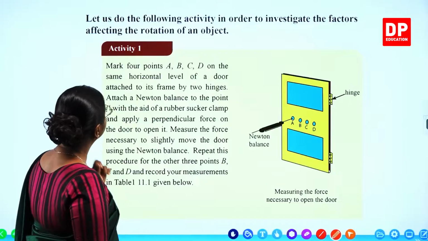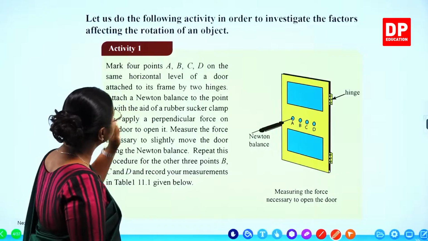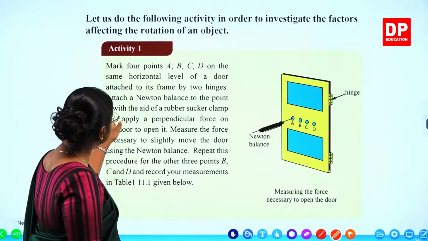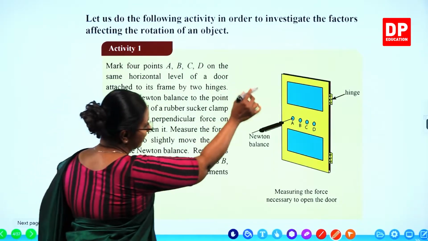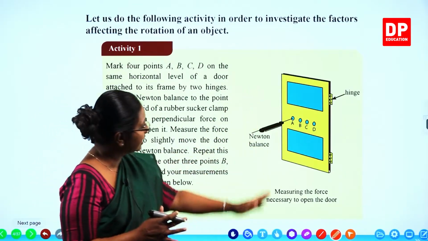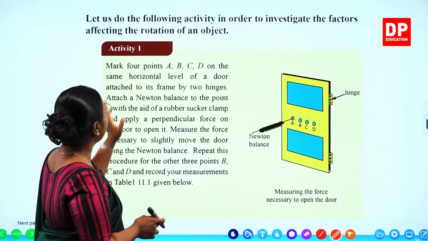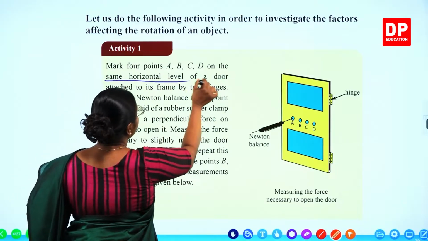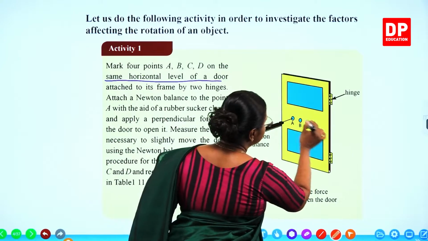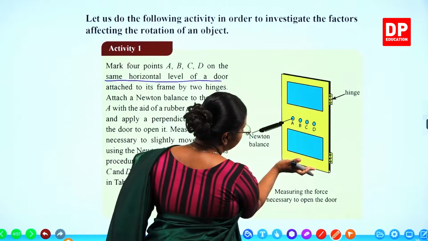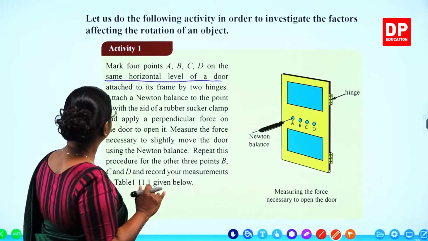So here, mark 4 points A, B, C and D on the same horizontal level of a door attached to its frame by 2 hinges. So here, the door has to be attached, so it's not moving on that side. It can only move from this end, and we mark the 4 points, and they have to be at the same horizontal level of the door. So this side, this has to be the same level. The length from here to here has to be the same. So it's the same horizontal level.